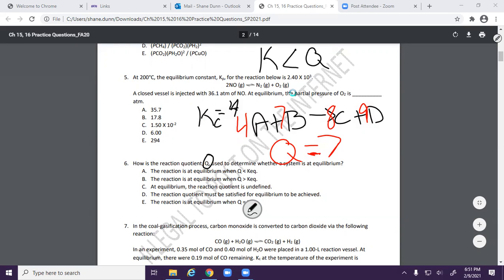So if Q is bigger, right, I theoretically have made more products than I should have at that equilibrium constant, right? Because K is my equilibrium constant. It's what it needs to be. I've made more products. I am not at equilibrium, right? I've made too much stuff. How do I fix that?